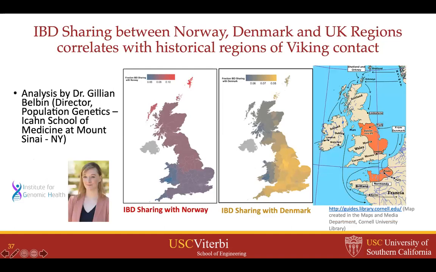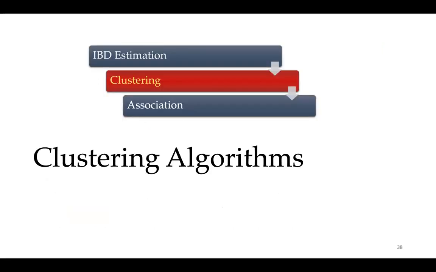And Gillian, who I think is actually in the audience, used these IBD results to understand better, or to confirm based on IBD, what is known historically about the populations in the UK and their Scandinavian components. So that was the IBD estimation. There was the initial algorithm that started this IBD mapping and scalable IBD mapping idea.